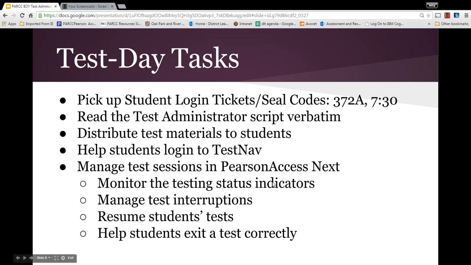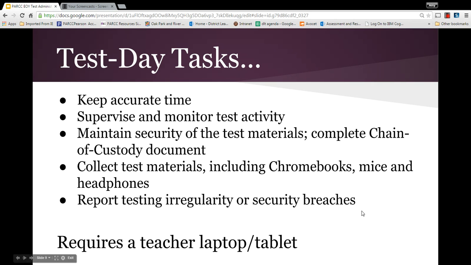Where things will be new is with regard to the online component of the test. The platform for our students is online. There is an online component for test administrators. And again, I've got a cheat sheet and some other resources that you should find helpful with those pieces. Again, you'll keep time. You'll supervise kids as they're testing to make sure that everything's going all right. You'll complete some documentation, particularly the attendance sheet and the chain of custody document.